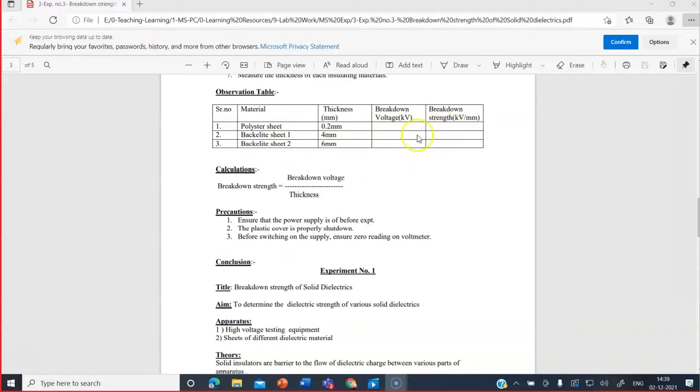Now from these readings, you can find out which material is the best material. So first see the readings, calculate the breakdown strength, and then tell me which material is good from the four materials which you tested. The calculations are very simple. Breakdown strength is equal to breakdown voltage divided by thickness here. In oil we keep the distance between the electrodes, and in air we kept the distance between the spheres. So let us watch that video.